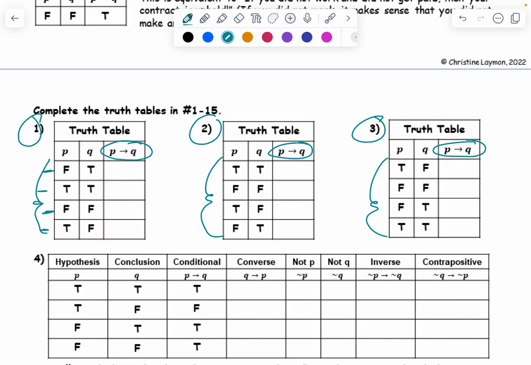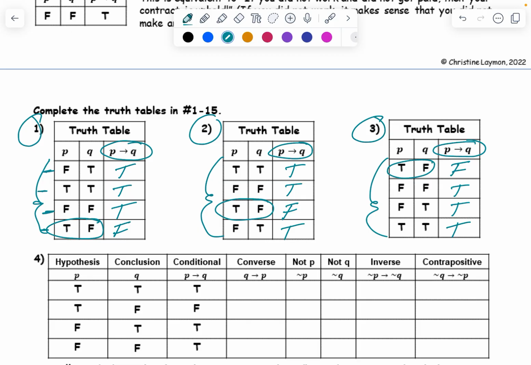So remember, the one we have to look out for is right here. If true, then false. And so that is our false. And once we find that, the other 3 are true. Same thing on number 2. Where do we have, oh, here it is, true, then false. That's our false. The rest of them are true. Where is that true, then false? Boom, right there. That's false. The rest of them are true.